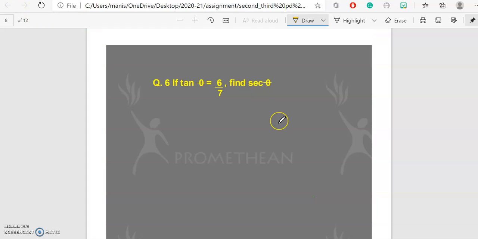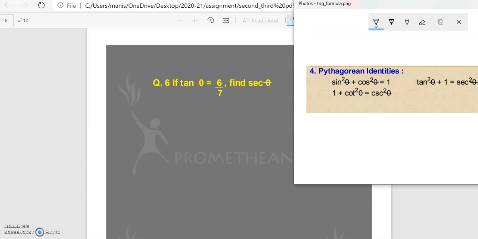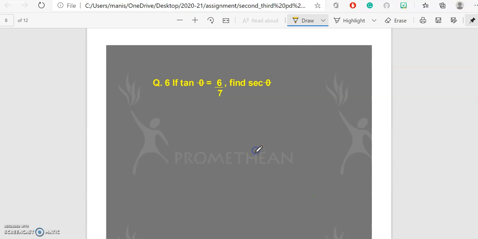Your next question is if tangent theta is 6 over 7, find secant theta. Let me pull up my formula sheet. Do you see any formula that looks like this? Yes. I have tangent theta over here and secant theta, so I can use this formula. Tangent square theta plus 1 is equal to secant square theta.